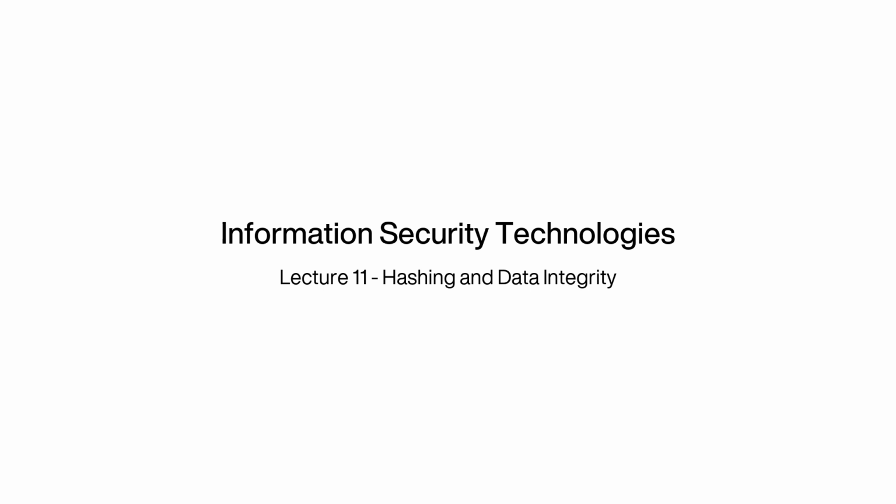Part 1. Cryptographic Hash Function Fundamentals. What is a hash function? A cryptographic hash function takes an arbitrary amount of input data and produces a fixed-size output called the hash, digest, or fingerprint. This output is deterministic. The same input always produces the same output, yet appears completely random.